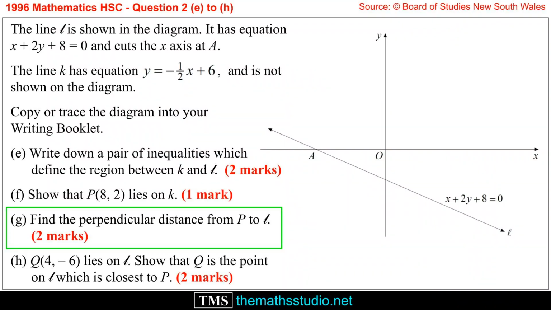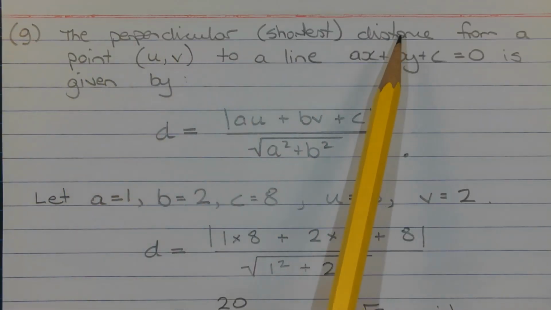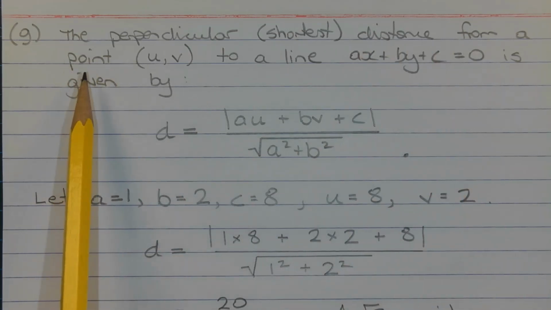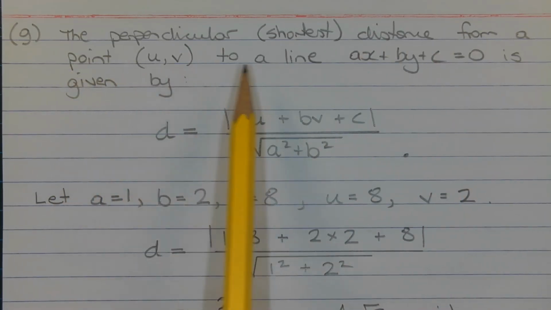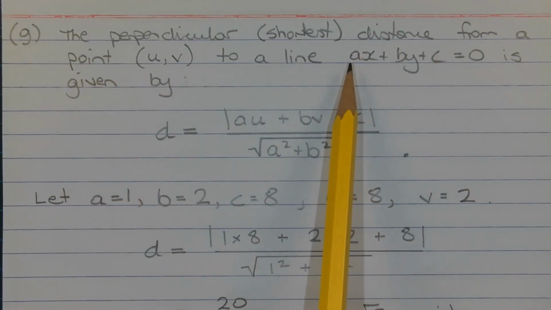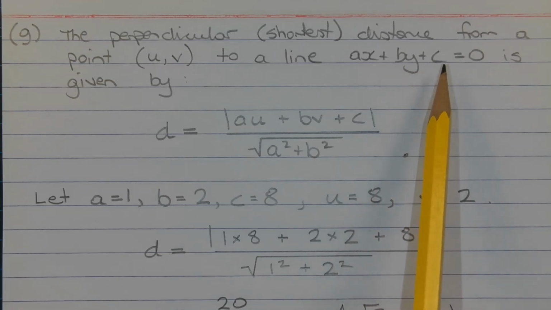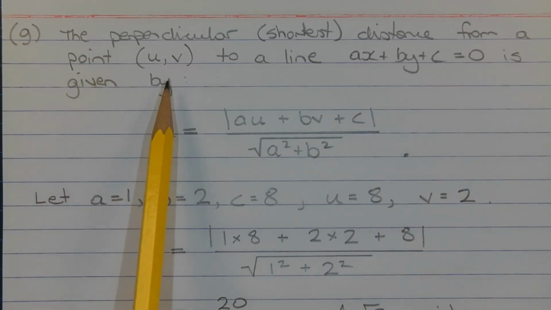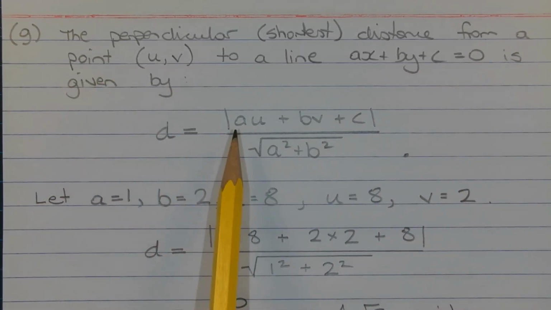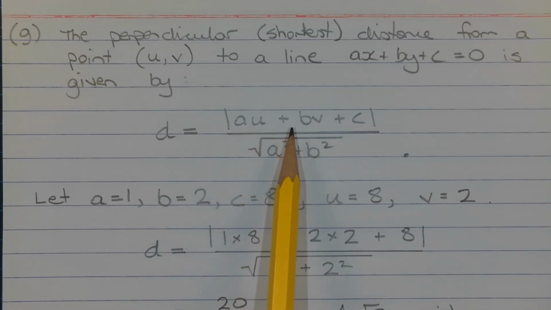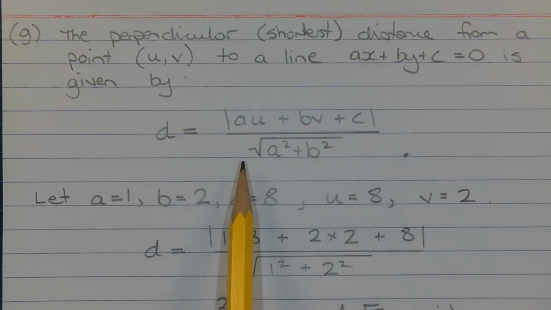Part G. Find the perpendicular distance from P to L. The perpendicular distance, or the shortest distance, from a point with coordinates (u, v) to a line with equation in general form ax plus by plus c equals 0 is given by the formula: distance d is equal to the absolute value of au plus bv plus c over the square root of a squared plus b squared.